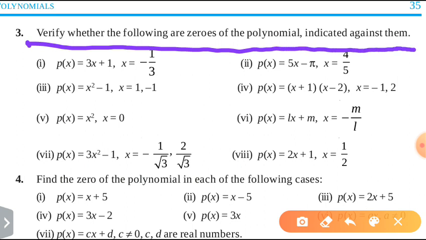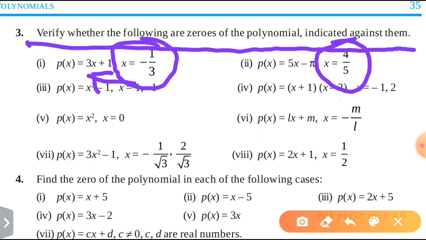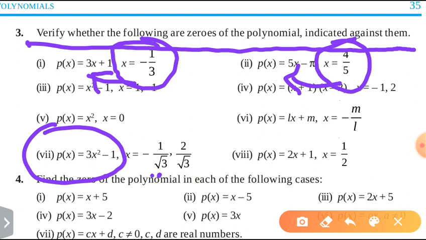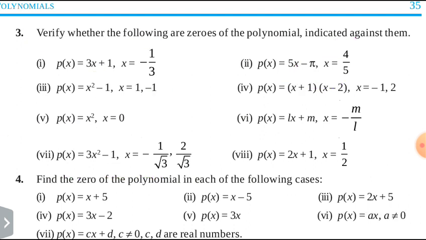This means you have to find out whether x equal to minus 3 is a zero of this polynomial or not. Similarly, whether x equal to minus 4 is a zero of this polynomial or not. You have to find out whether these different values of x are the zeros of these polynomials or not. For that you have to substitute the values. At the place of x you have to put these values. If the answer comes 0, then you can say that yes, these are the zeros. If the answer does not come 0, then these will not be the zeros.